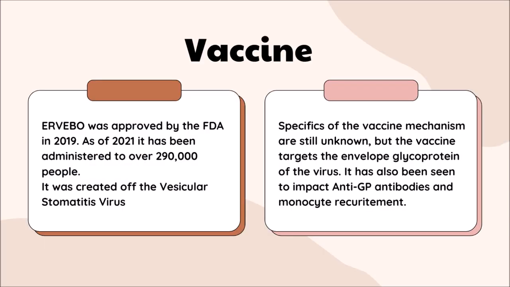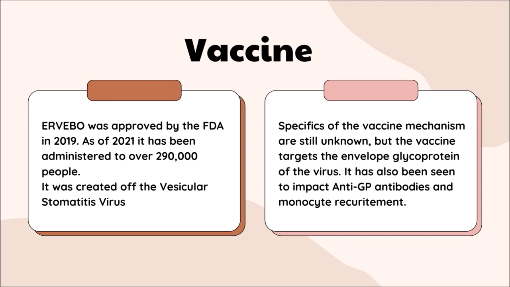The vaccine, called ERVEBO, was approved by the FDA in 2019, and as of 2021, it has been administered to over 290,000 people. It was created off the vesicular stomatitis virus. Basically, they just swapped the VSV glycoprotein gene for the Ebola virus glycoprotein gene.